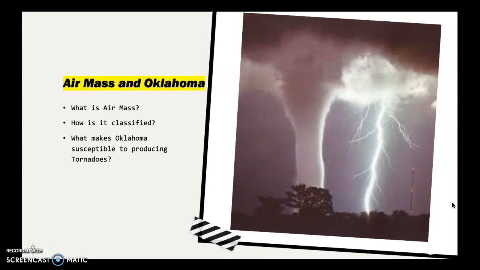So what makes Oklahoma susceptible to producing tornadoes is actually the clash of air masses. So Oklahoma is in the middle. We are known as Tornado Alley. So Oklahoma is susceptible to making tornadoes because of the clash of warm, moist air from the Gulf and the cold air from the Rockies and that area, and they come together in a low pressure system or low pressure environment, and that is when a tornado is produced.